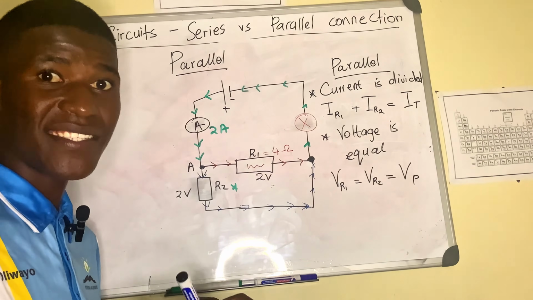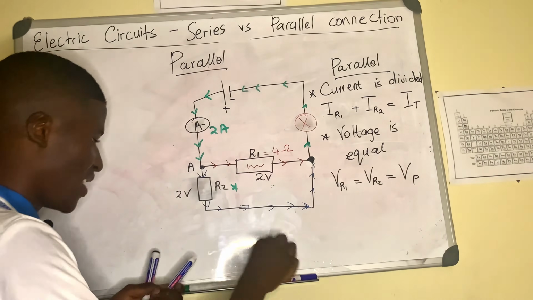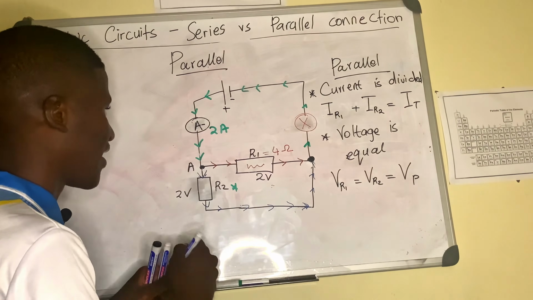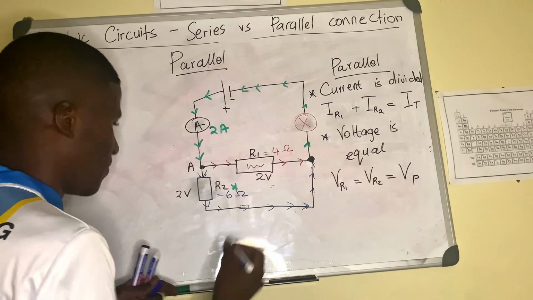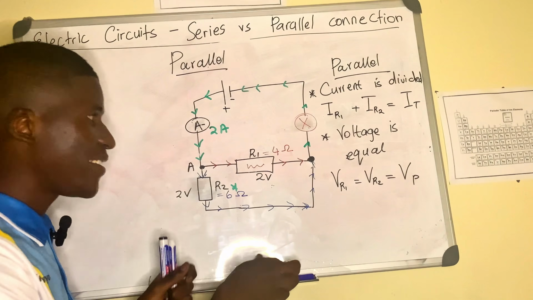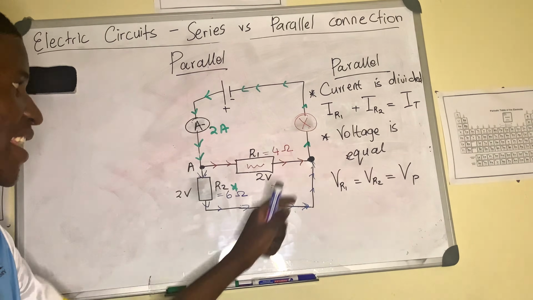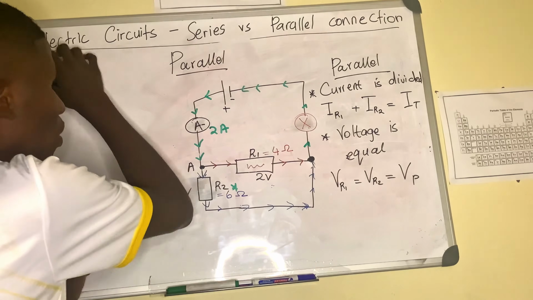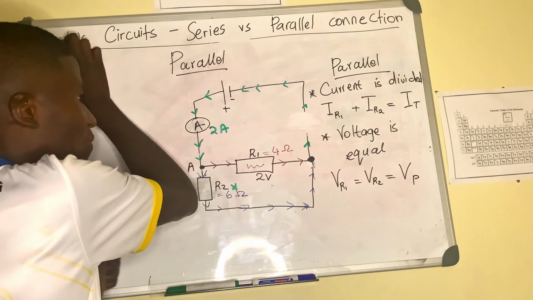Okay, you measure resistance in ohms, right? So R1 is 4 ohms, and R2 is a resistance of 6 ohms. So if they ask, what is the total resistance here in the parallel combination? Let me just rub out this light bulb again to make space.